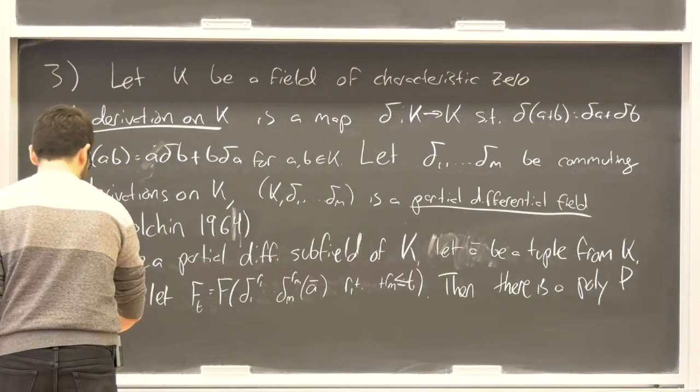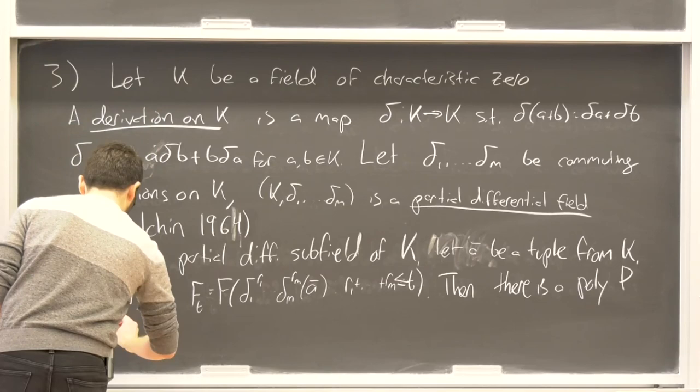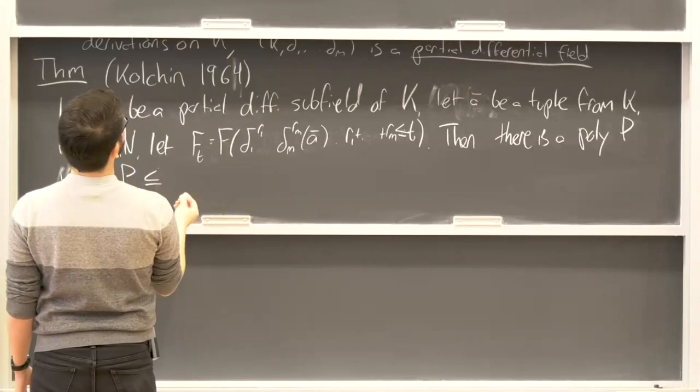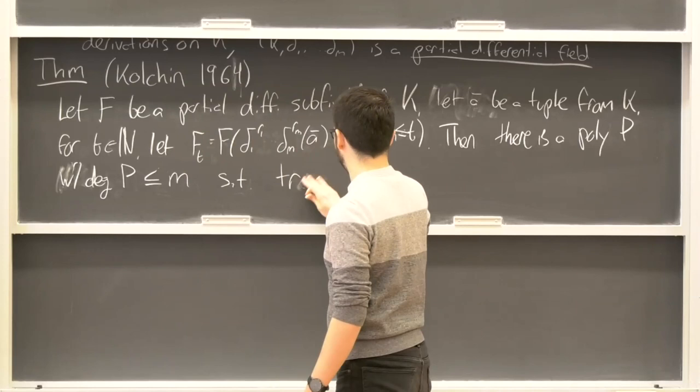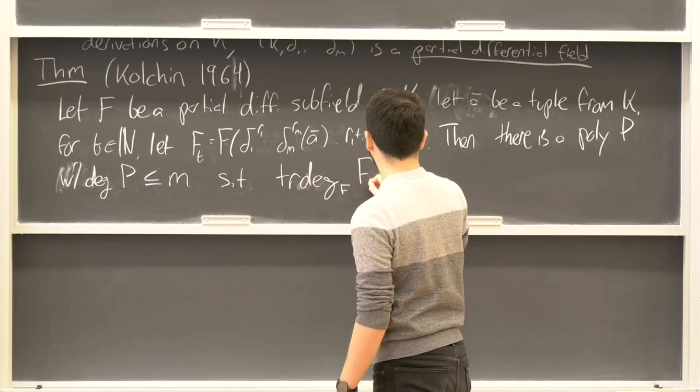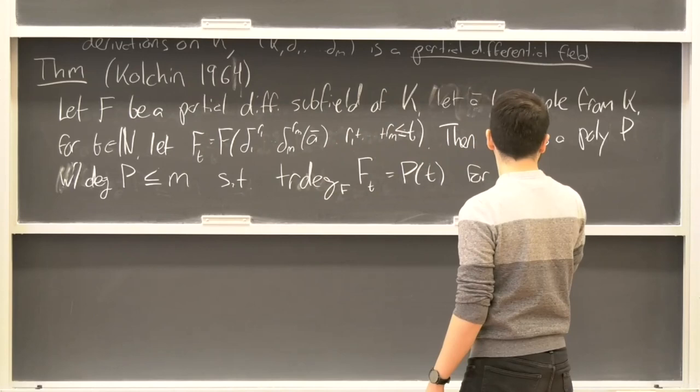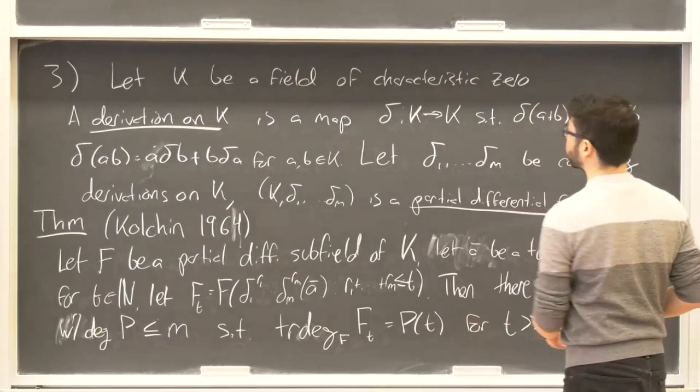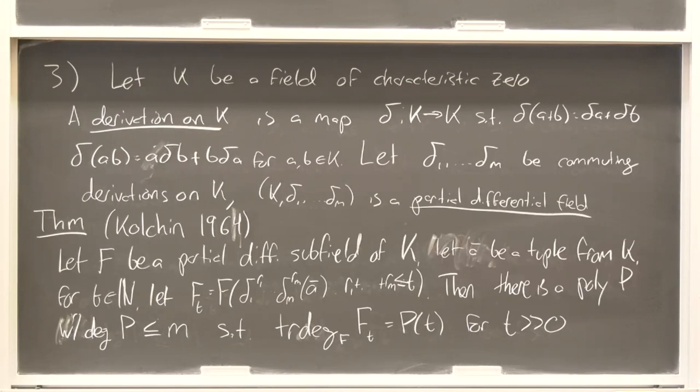So there's a polynomial P. This time the degree of P is less than or equal to M, such that the transcendence degree over F of F_T is equal to P of T for T sufficiently large. I guess Kaplan's original proof of this didn't really use the theorem on the Hilbert polynomial, but there was a later proof that showed that you can actually prove this using the Hilbert polynomial.